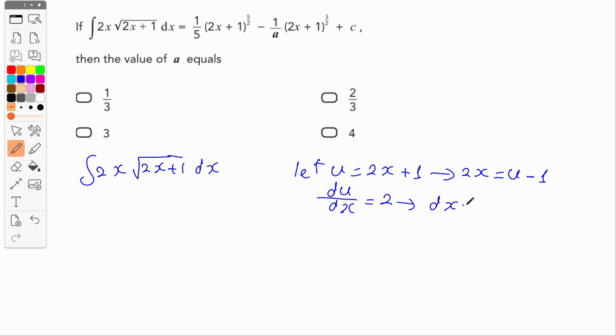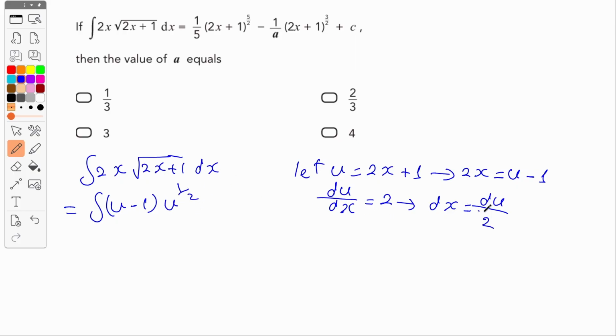Okay, so we say dx, just switch, it is du over 2. Now let's plug in here. So the integral, instead of 2x, we write (u minus 1), the quantity. U minus 1 should be in between brackets. 2x plus 1, that is u. And you know, square root of u could be written as u power of half.